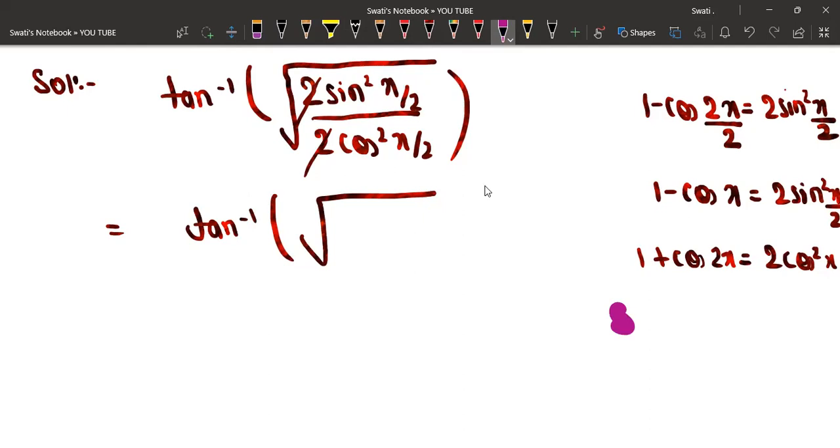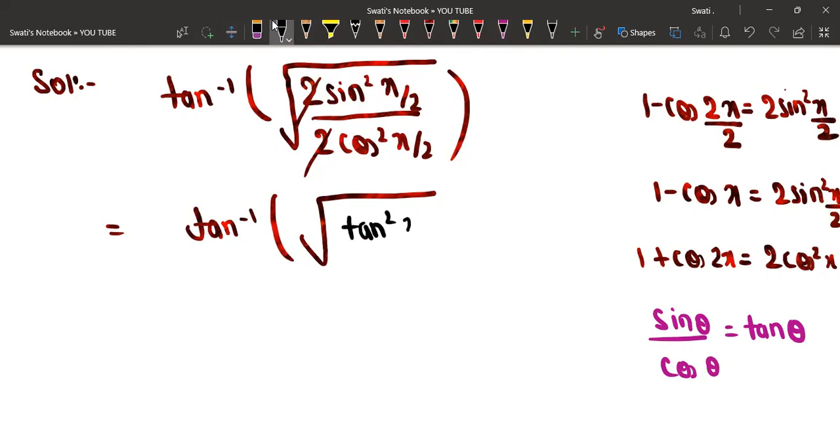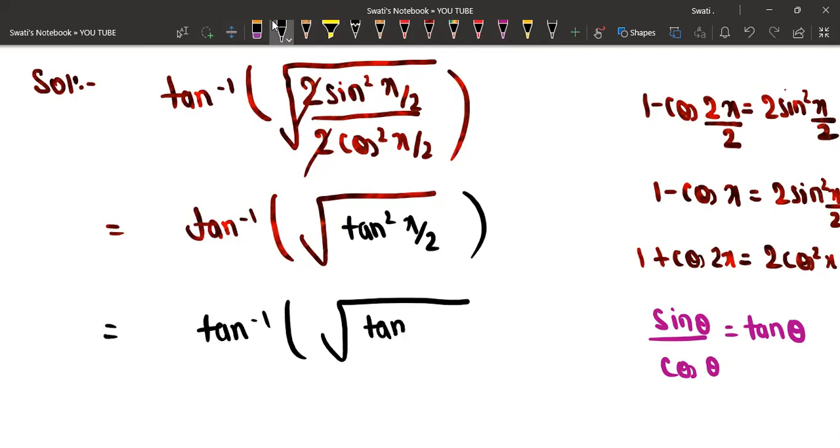We know that sine theta upon cos theta is tan theta, right? So using this formula, clearly here we have sine square x by 2 upon cos square x by 2. So that will become tan square x by 2, right? Now I can write this as tan inverse, and I can write this tan square x by 2 as tan x by 2 whole square. It is the same as tan square x by 2.